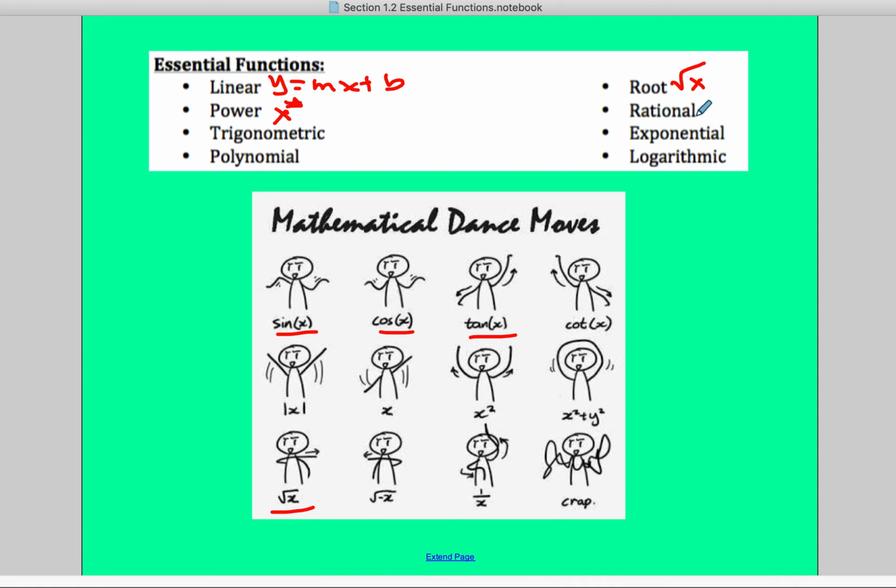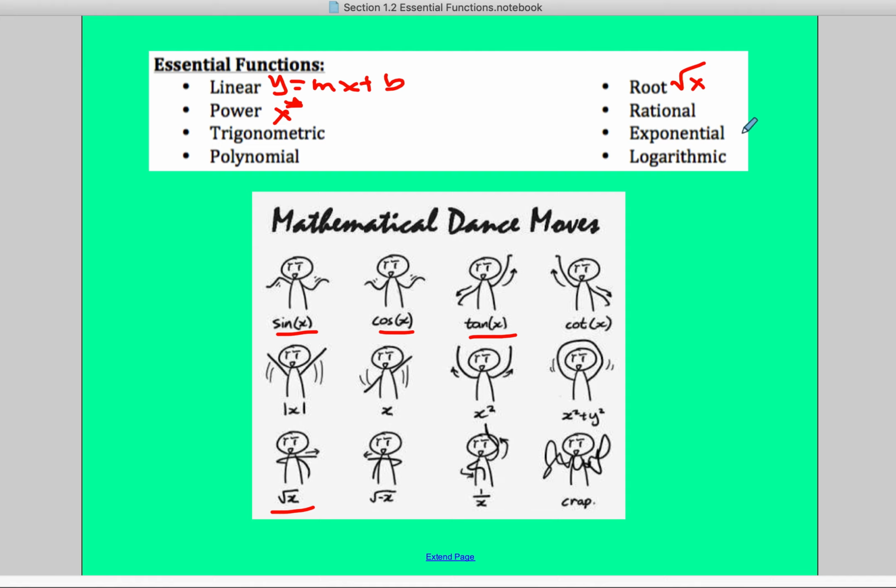Then we have our rational function. That is when you have an x or a variable in the denominator. So we have a fraction with an x in the denominator. And then the last two we're going to look at are exponential and log functions.